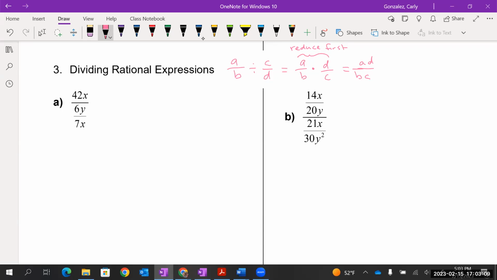So let's put this into action now. So here if you prefer to rewrite this division, we could rewrite this as 42x divided by 6y over 7x. Again, we will write the quantity 42x as a fraction by putting it over 1. And so now we keep the 42x over 1, but we will flip the quantity after the division symbol to get 7x over 6y.